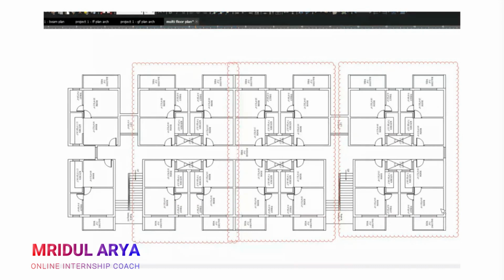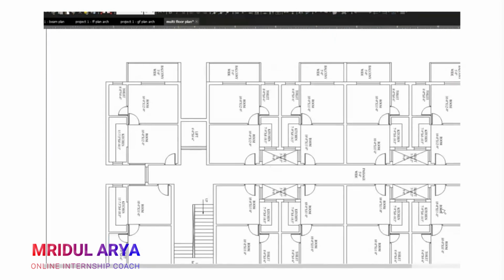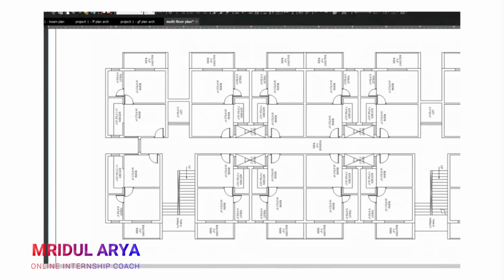These three areas are totally same, just one specific area is different. Okay. So what we will do is we will start placing columns in one area and we'll try to copy all these.